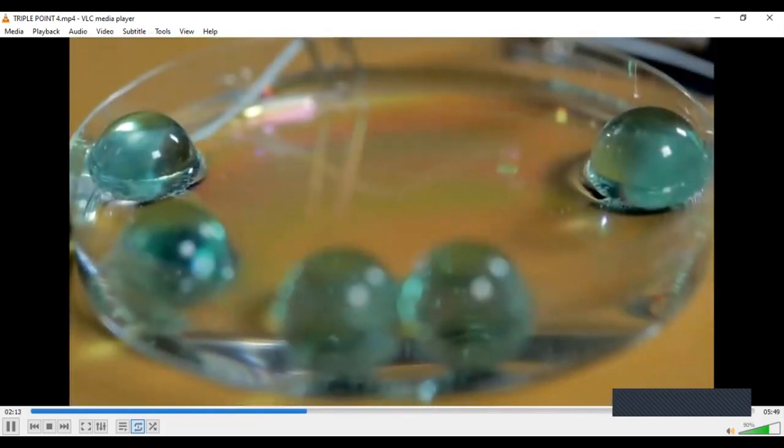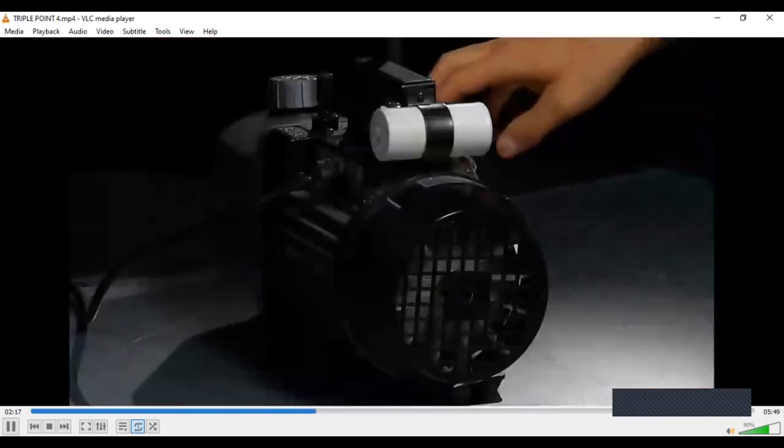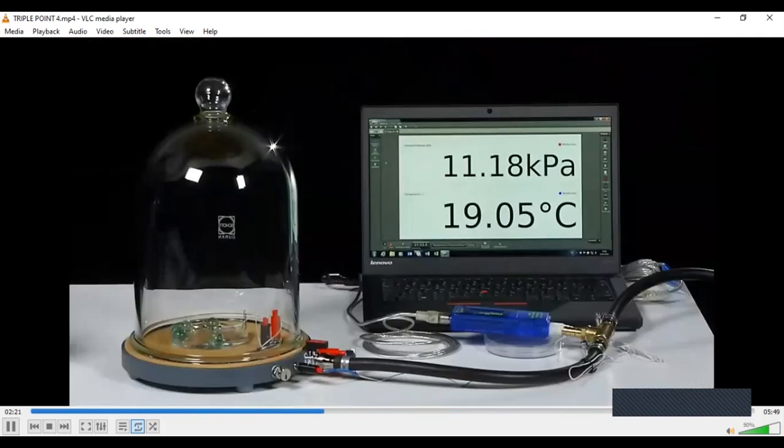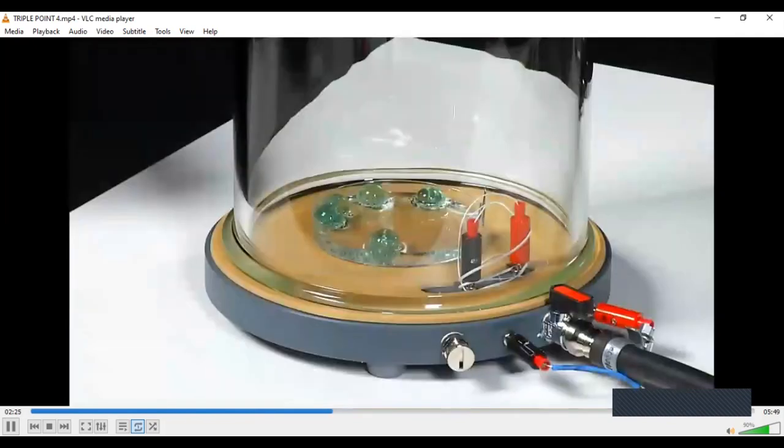Inside the chamber, we place a petri dish with liquid water. After the chamber has been sealed, the pump is switched on. Both pressure and temperature start decreasing immediately. During evacuation, the liquid water starts to boil as the pressure drops to the saturation pressure at the given temperature.